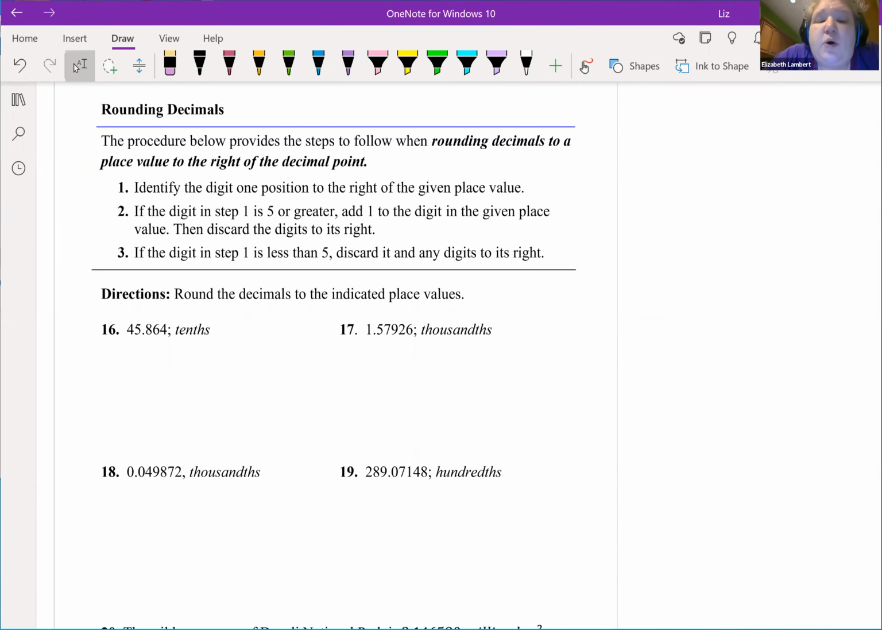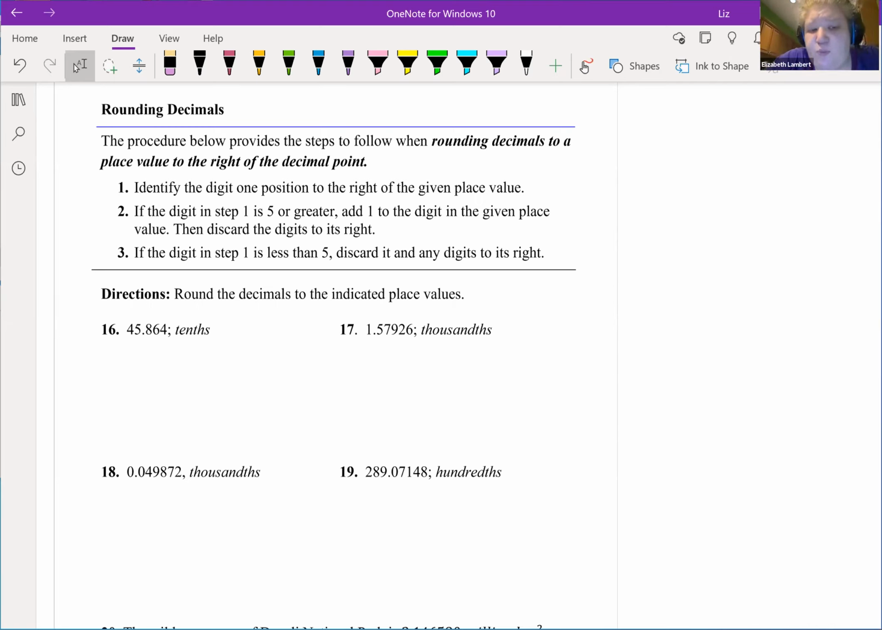Welcome back. We are now going to round the decimals. The procedure below provides the steps to follow when rounding decimals to a place value to the right of the decimal point. Step 1: identify the digit positioned to the right of the given place value. I would say the specified rounding place value.